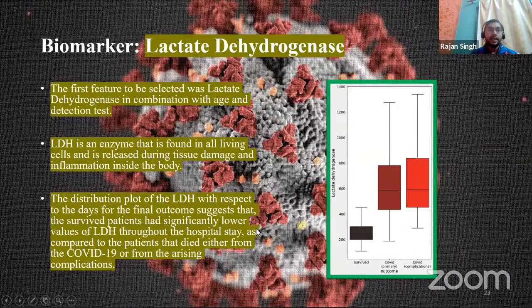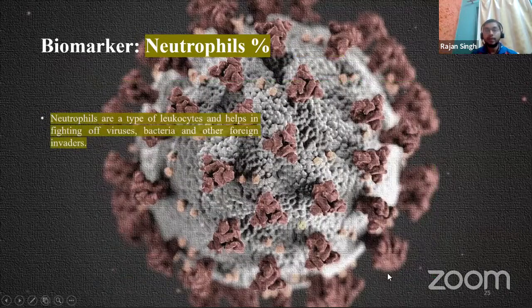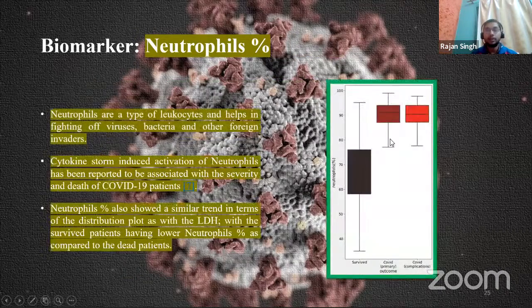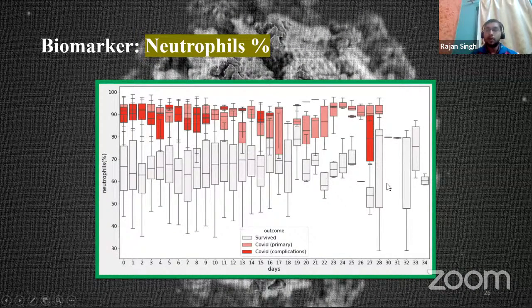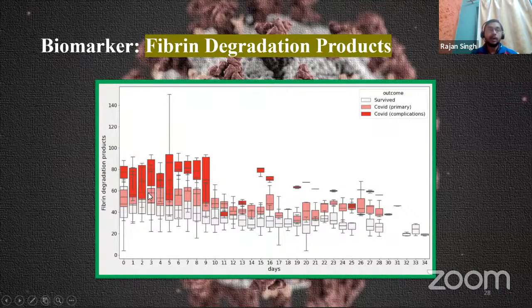The second feature that was selected during SFS was the neutrophil percentage. Here also we can see that the COVID primary and the COVID complications have a lot of difference. Similarly, we plotted the days versus the value, and we can see the difference in the values. And the third feature was the fibrin degradation product. Here there was not a clear demarcation, but still we can determine that as we increase the number of features to be included, the demarcation decreased, as visible from the graphs.